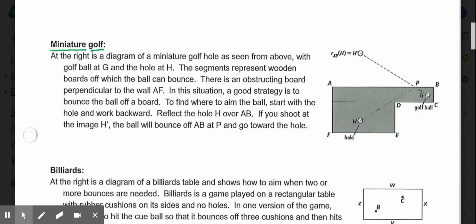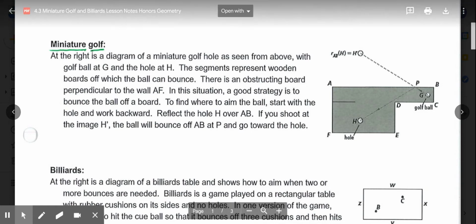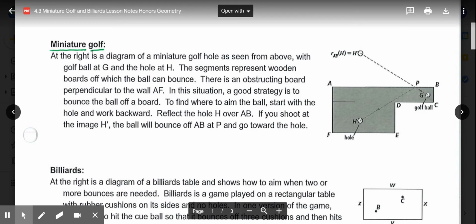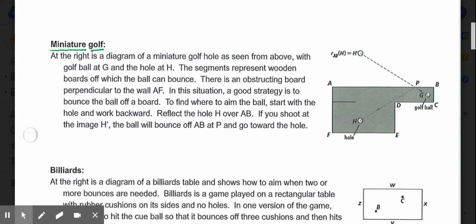In mini golf, at the right is a diagram of a mini golf hole seen from above. Golf ball at G, hole is H. So golf ball starting here, hole here. Segments represent the wooden boards. So the segments here are all wooden boards, along with this piece. There is an obstructing board perpendicular to wall AF. That's this one right here. In this situation, a good strategy is to bounce the ball off a board. To find where to aim the ball, start with the hole and work backward.